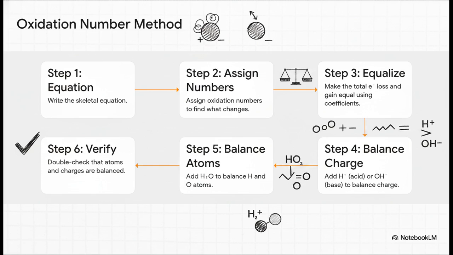Now, the absolute heart of this method is making sure the electrons are balanced. The total increase in oxidation number has to perfectly match the total decrease. You make this happen by tweaking the coefficients. Once you've got the electrons sorted, the rest is just tidying up, balancing out the other atoms and charges, usually by adding some water molecules or hydrogen ions.